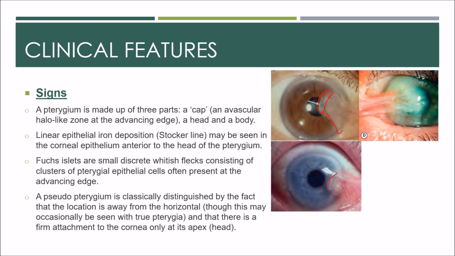Now, Fuchs islets are small, discrete, whitish flecks consisting of clusters of pterygial epithelial cells, often present at the advancing edge. A pseudopterygium is classically distinguished by the fact that the location is away from the horizontal, though this may occasionally be seen with true pterygia, and that there is a firm attachment to the cornea only at its apex, that is the head. Now, this is an example of pseudopterygium. Its origin and extension both are different from true pterygium.